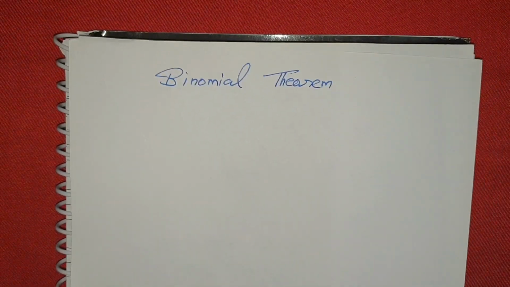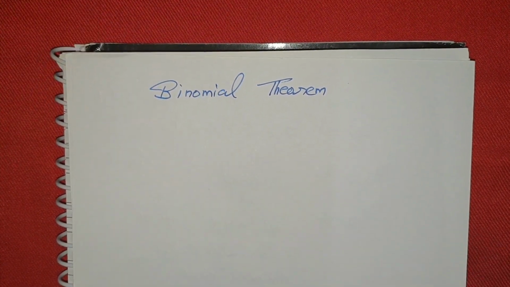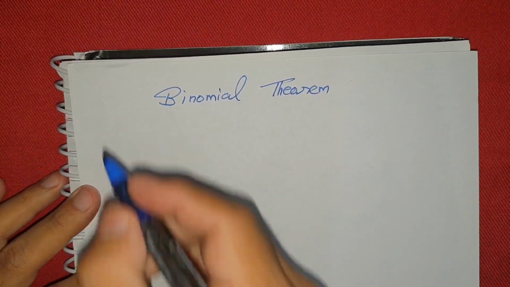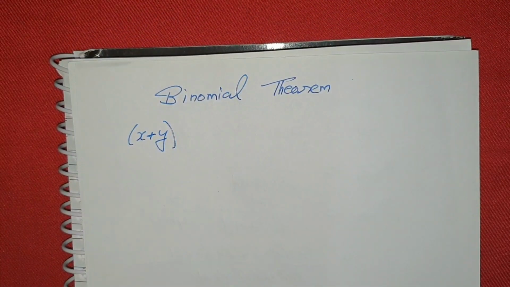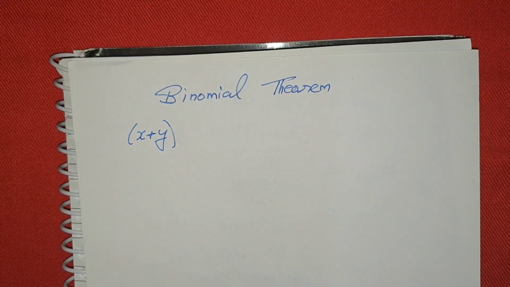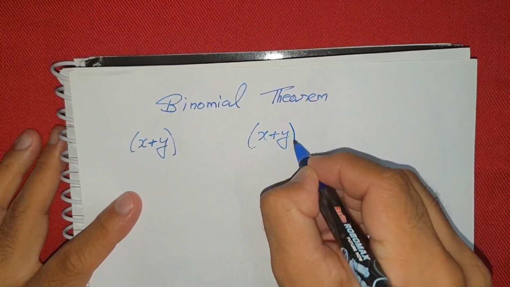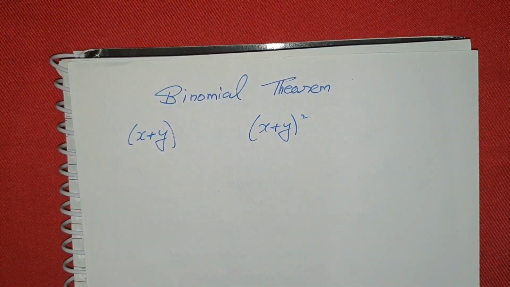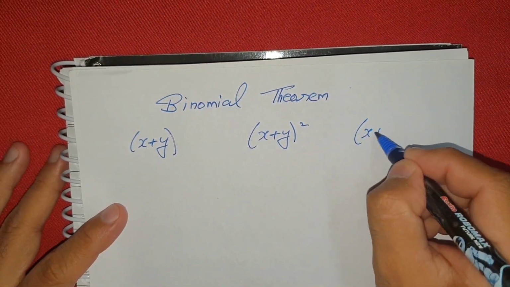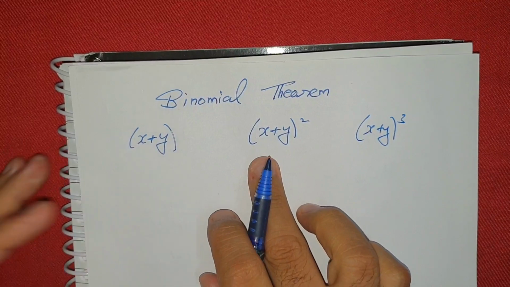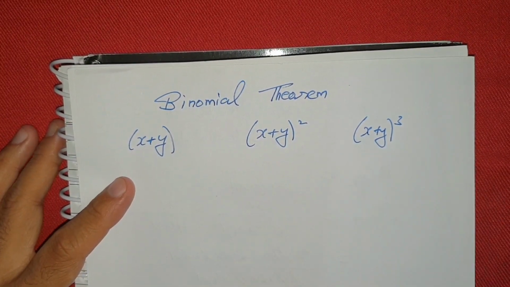So now, binomial theorem. The expression of the form x plus y is called binomial. Now suppose by direct multiplication we may expand, like if I do x plus y whole square, we may write x plus y times x plus y. Similarly x plus y whole cube, or we can directly expand, we know the formula of x plus y whole square, x plus y whole cube, etc.